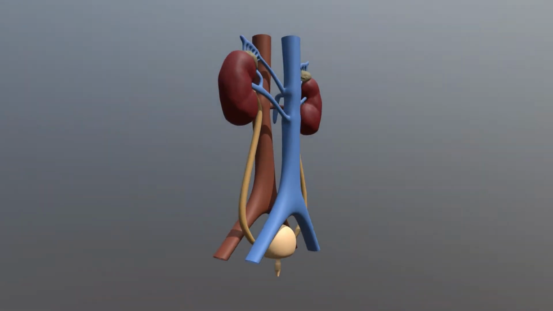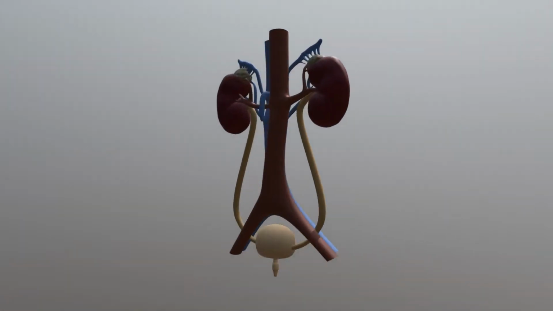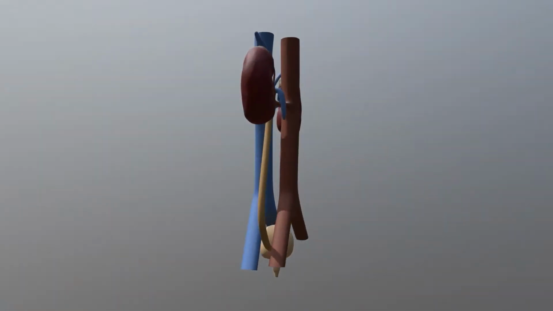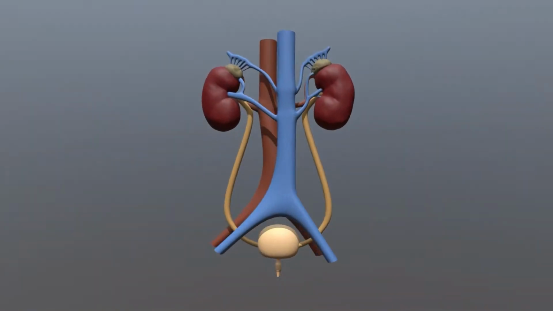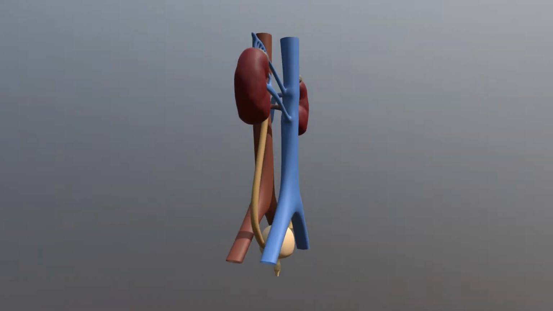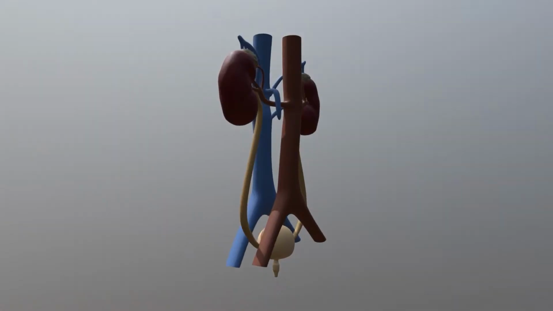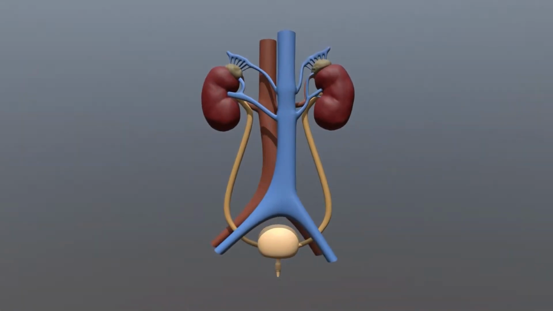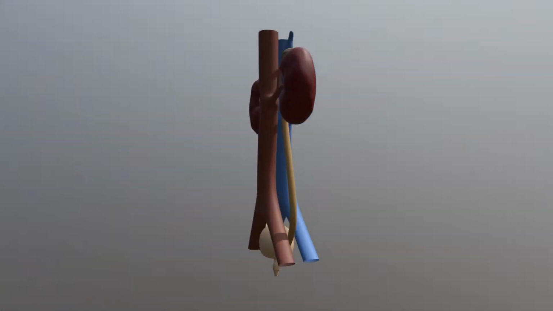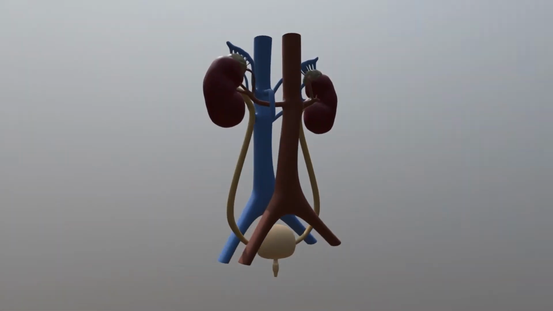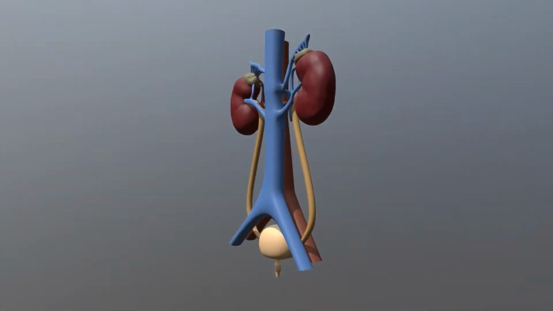In this video, we will talk about the urinary system and its role in the human body. The urinary system, also known as the renal system, is responsible for filtering the blood, removing waste products, and regulating the body's fluid balance. The main organs of the urinary system include the kidneys, ureters, bladder, and urethra.